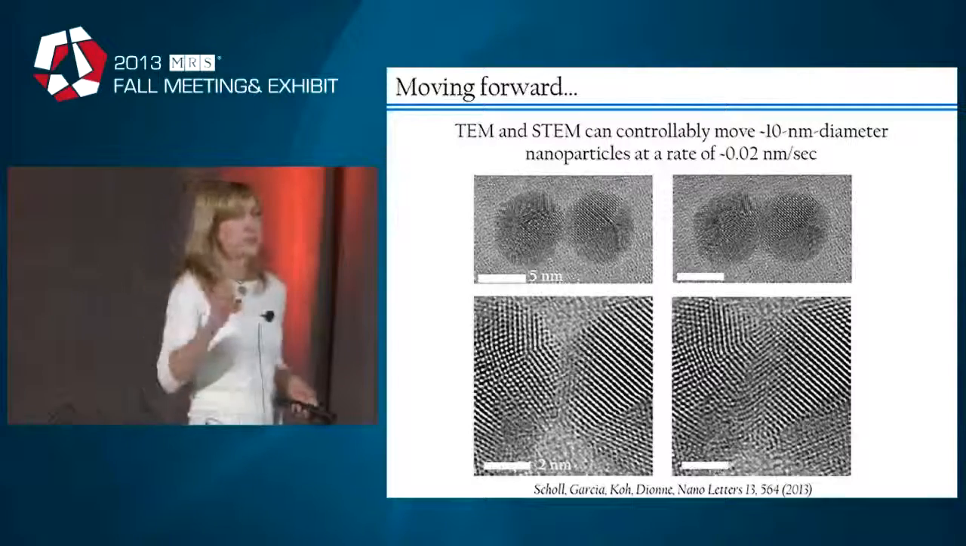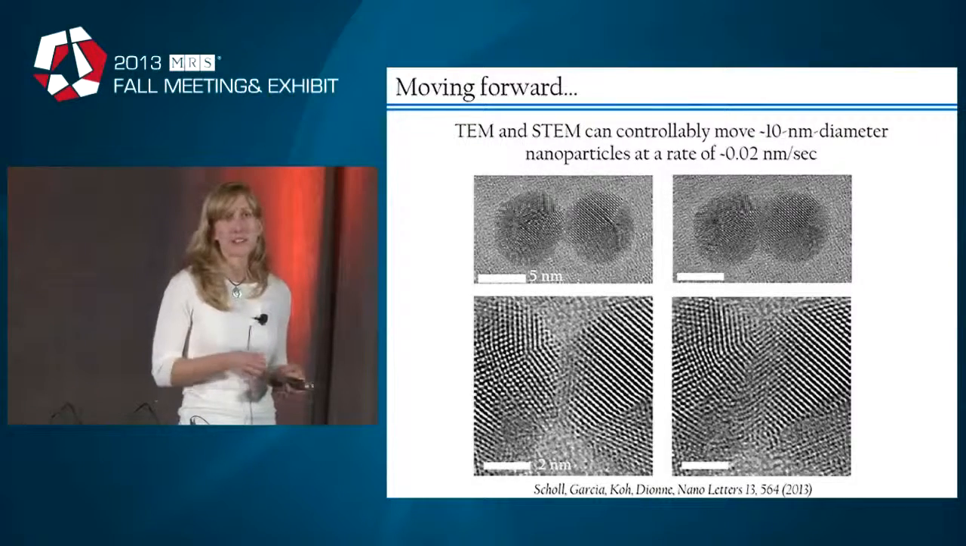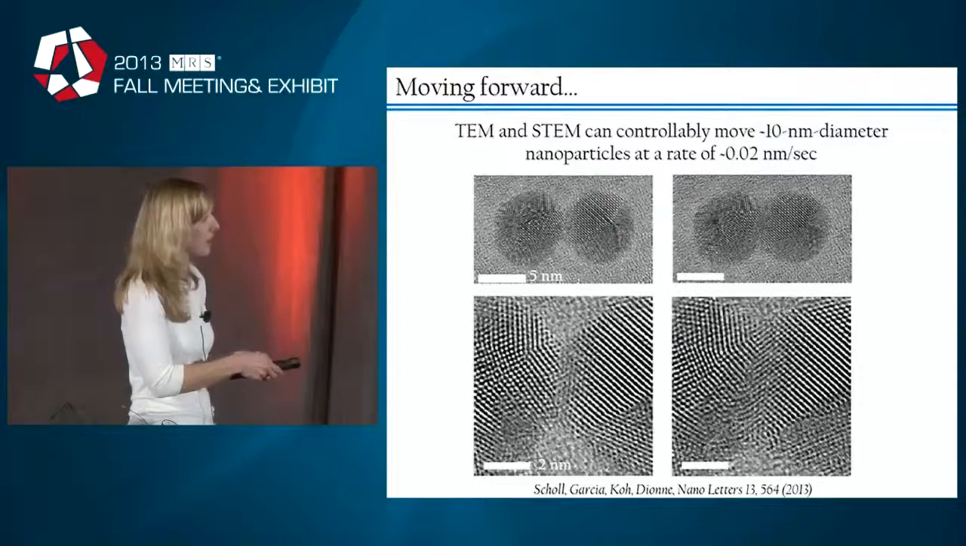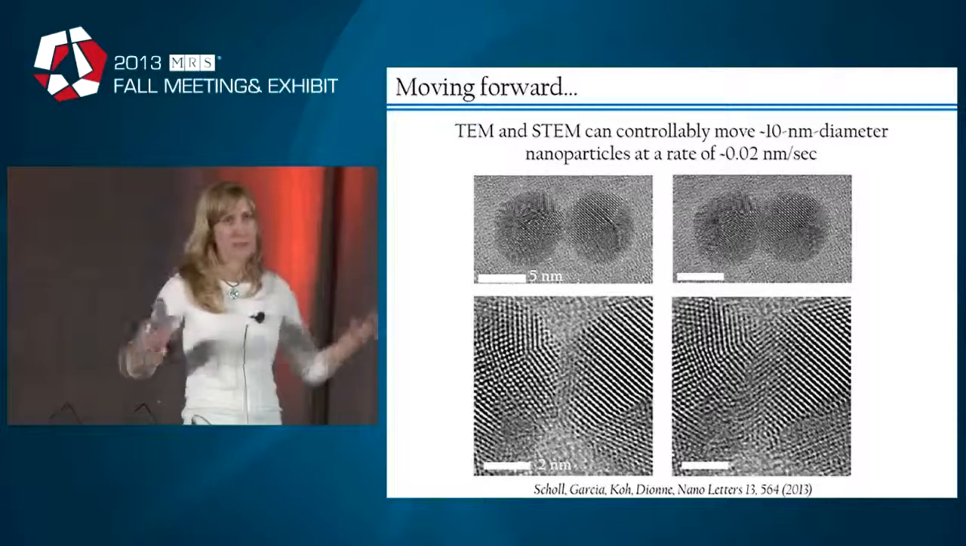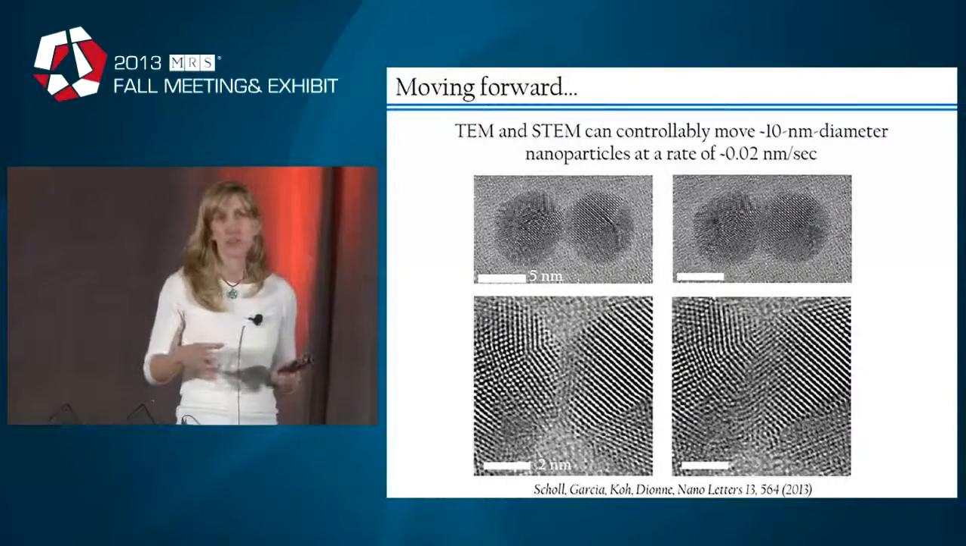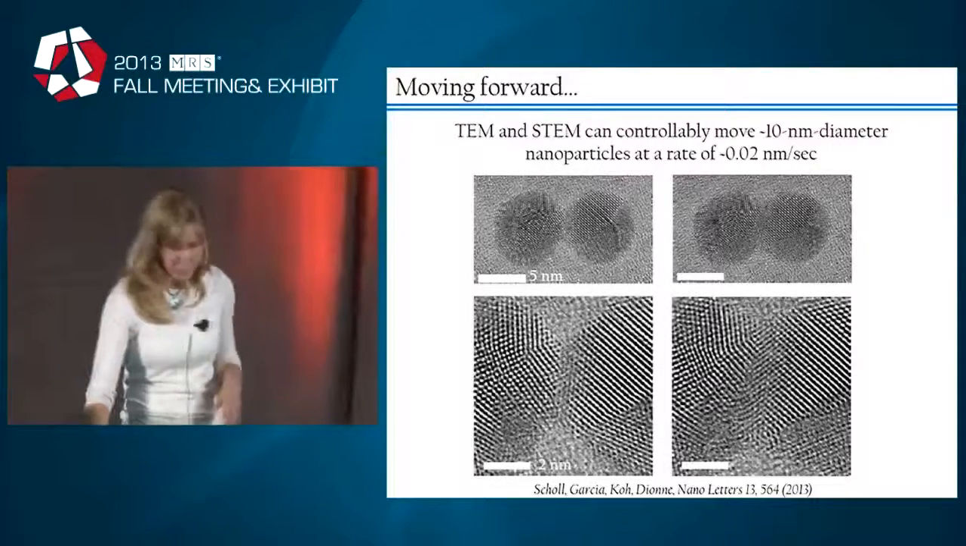And then we can also use the beam to induce particle convergence and coalescence. So the particles here have coalesced via an expanding twin plane at the boundary. And if you keep moving the beam across, eventually these two particles will merge into a single larger particle.